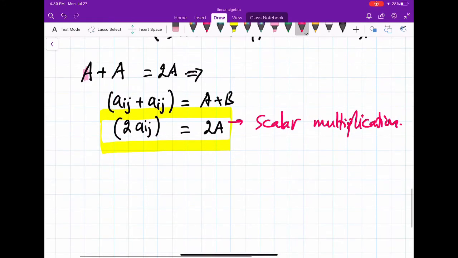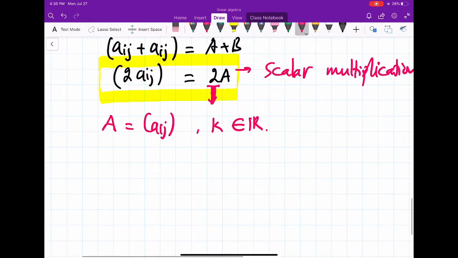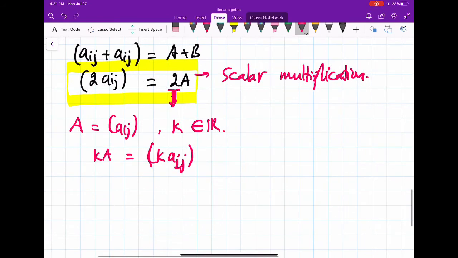And that happens not only for 2. If you multiply any matrix A with k, which is some number in the set of real numbers, so the matrix kA can be defined as k Aij. That means when you multiply a matrix by a number, by a scalar, you just multiply all entries of that matrix by that scalar. Okay, so this is scalar multiplication.